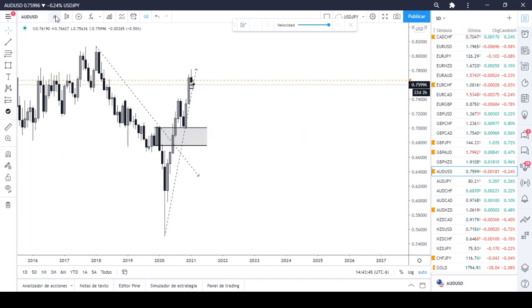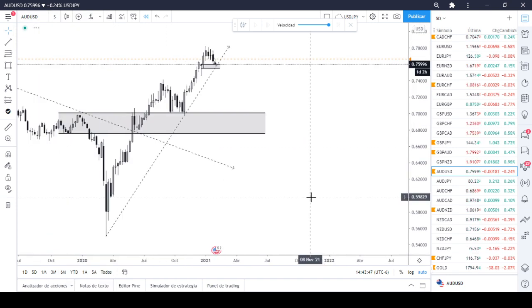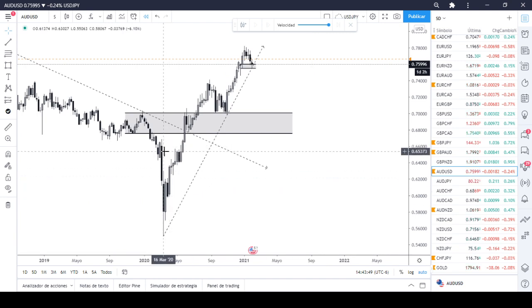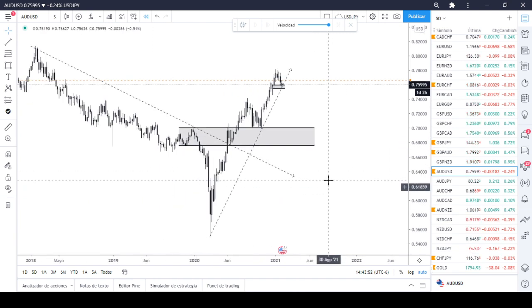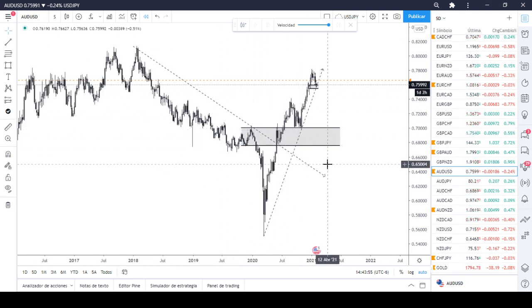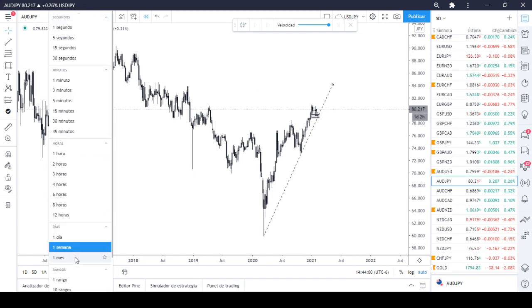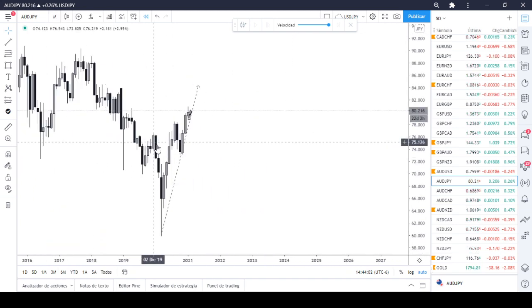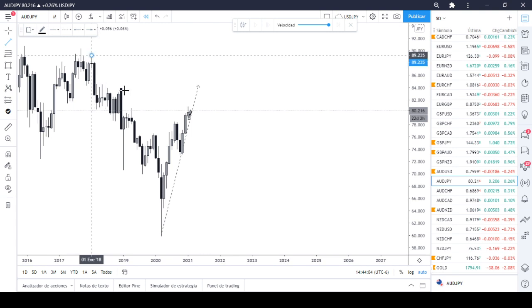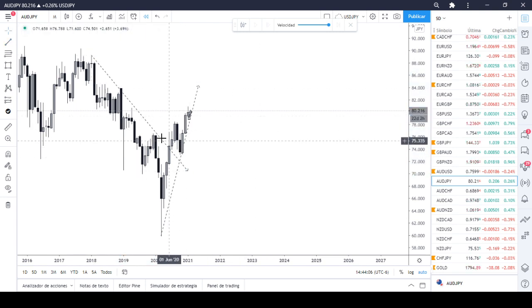All right, and if you see the weekly was doing the same stuff. This level was removed. This other level was removed, and price ended up removing the level. Aussie Gen did the exact same thing. Monthly zone, but the zone was taken out. The trend line was removed.